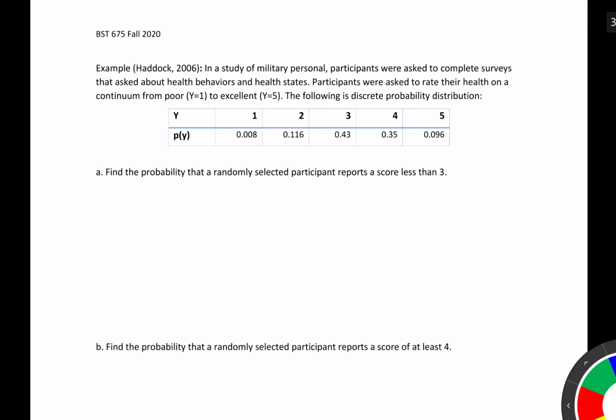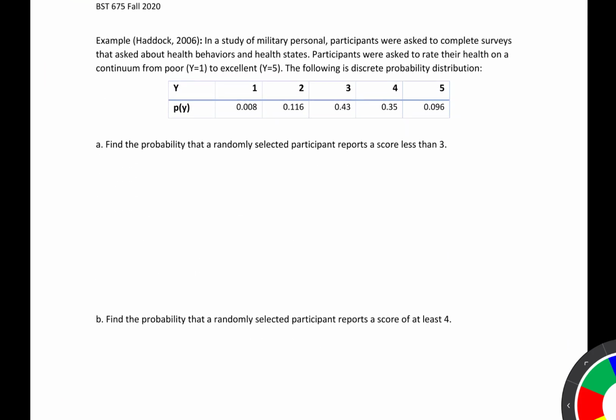All right, so here's another example. In a study of military personnel, participants were asked to complete surveys that ask about health behaviors and health states. Participants were asked to rate their health on a continuum from poor, which is represented by y is equal to 1, to excellent, y is equal to 5. And so we have this following discrete probability distribution. And one correction here, and I'll correct this in your notes, this capital Y should be a lowercase y.